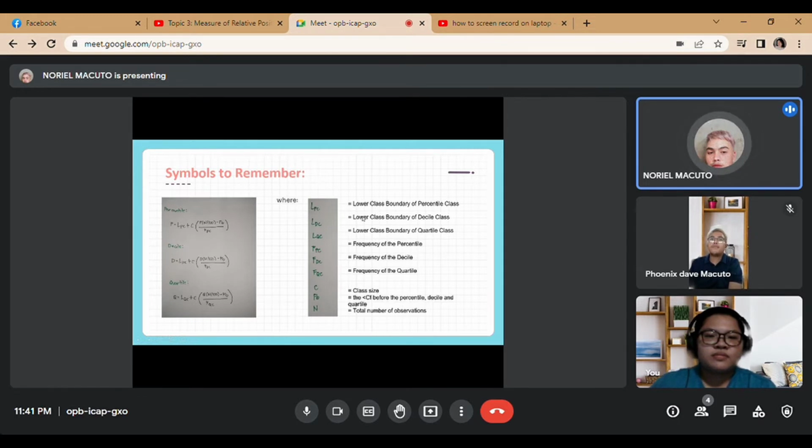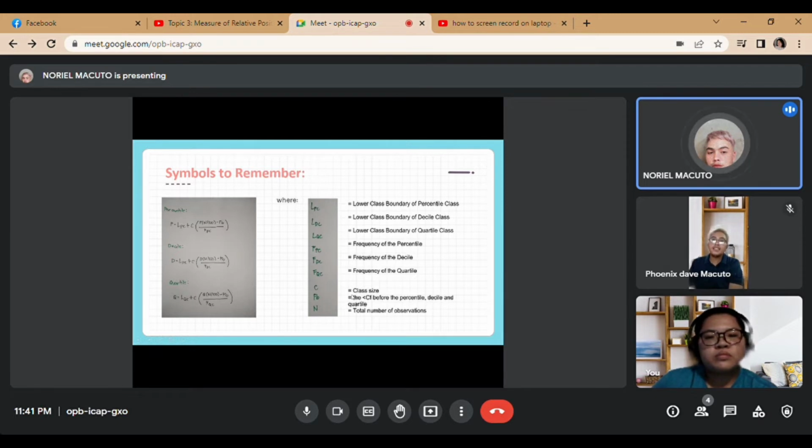Now, let's talk about the meaning of these letters. LPC means lower class boundary of percentile class. LDC means lower class boundary of decile class. LQC means lower class boundary of quartile class. FPC is the frequency of the percentile. FDC is the frequency of the decile. FQC is the frequency of the quartile.